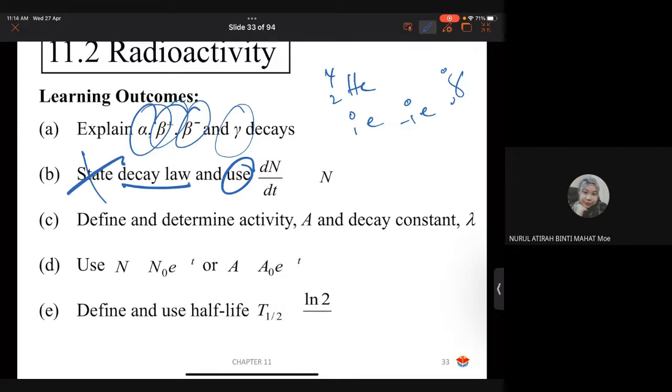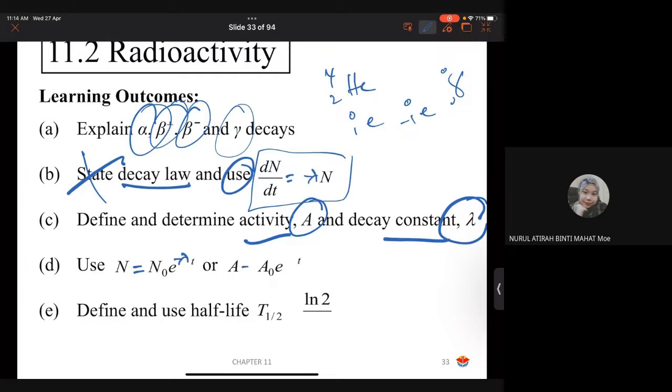So use dN over dt sama dengan negatif lambda N. Formula is given. Determine activity decay. So you kena tarik down how to get this. Use N equals to N0 exponent negatif lambda t and A equals to A0 exponent negatif lambda t. And then use, semua yang use ni penting lah, T half sama dengan ln 2 over lambda. So you have 1, 2, 3, 4. Ada 4 formula lah yang kita kena tahu. Dan formula ni all ada given. Semua formula ni dia bagi. So tak perlu hafal. Okay.